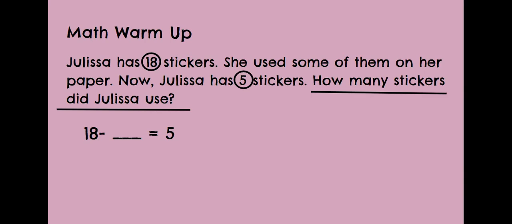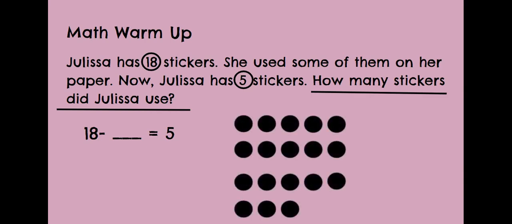To solve this, I'm going to draw models. First, I'm going to start by drawing 18 circles. Next, I'm going to circle 5 of the circles because that's what I have left at the end. Now, I'm going to cross out the circles that are representing the stickers that Julissa is using, and I'm going to count them as I cross them out.